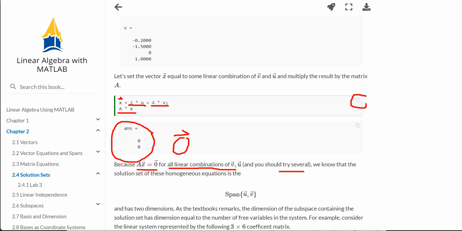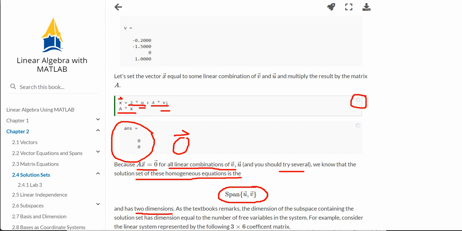And because A times the vector x equals the 0 vector, and that's true for all linear combinations of u and v, and you can try more, right? And again, right here, you can click on the upper right corner of these things in the online notes, and you can try it yourself, and you can see that the solution set for the homogeneous equations is the span of these two vectors u and v. The span is every possible linear combination of u and v. And therefore, we know that the solution set has two dimensions. Why? Because there were two vectors, u and v. Why? Because there were two free variables.